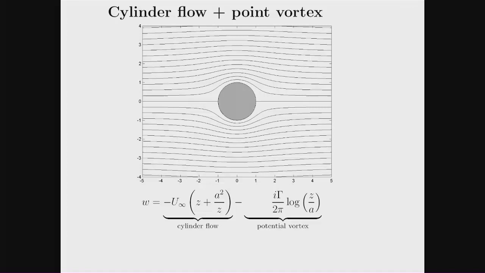All right, today we're going to look at the flow of a cylinder plus a point vortex. Right, so we know that this term here is for the flow of a cylinder, and now we're just adding a second term for the potential vortex, which is located right at the center of the cylinder. Okay, and the flow is flowing from right to left. And the potential vortex is rotating anti-clockwise, right? Because there's a negative here.